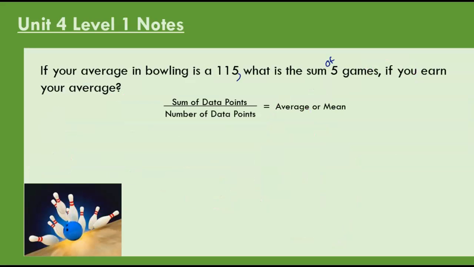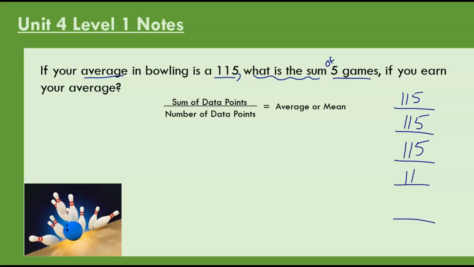Let's go bowling. If your average in bowling is 115, what is the sum of 5 games if you earn your average? So we're going to bowl 5 games, and we know that that average is 115. So some are above, some are below, some may be 115 itself, but I know that the average is equal to 115. We need to figure out the sum. What is the sum? So that's our unknown, divided by the number of data points, while we bowled 5 games.